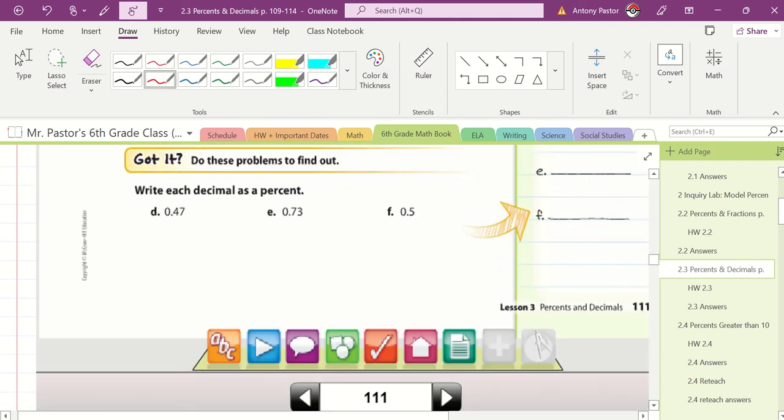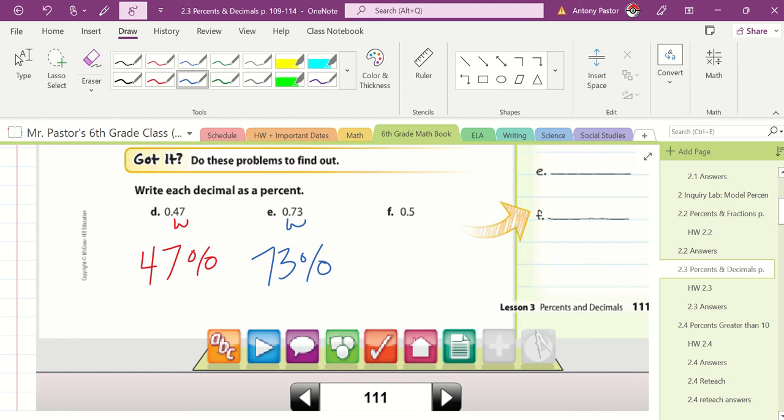So these are going to be pretty simple again. 47 hundredths, 0.47, jump that decimal twice to the right, 47%. 73, same thing, twice, 73. And don't forget to add the percentage because we're turning these decimals into percentages. And then 0.05, again, this is 5/10. We want it out of 100, so we're going to add a 0 to the end of our decimal. Annex a 0, 1, 2 jumps. This would be 50%.